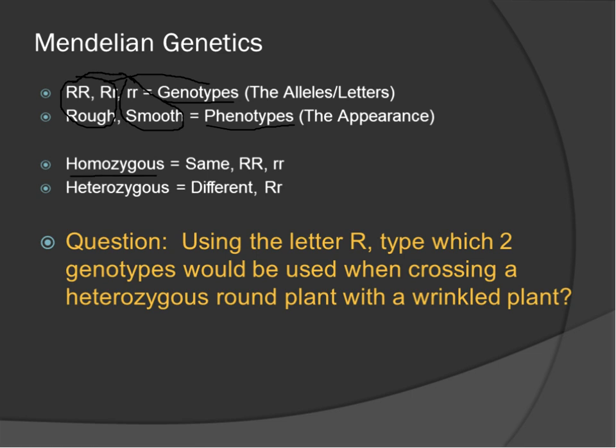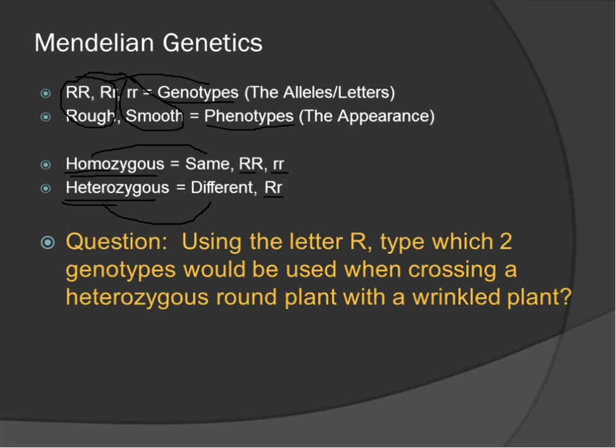Homozygous versus heterozygous. Well, the prefix homo means the same. And the prefix hetero means different. So anytime you see the words homozygous or pure, that's always two of the same letters. So big R, big R, or little r, little r. If you see heterozygous, that means different. So the only time you'll see heterozygous or hybrid is if they're talking about the heterozygous genotype, which is big R, little r in this scenario.